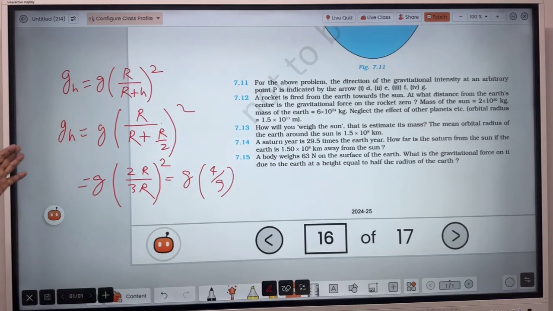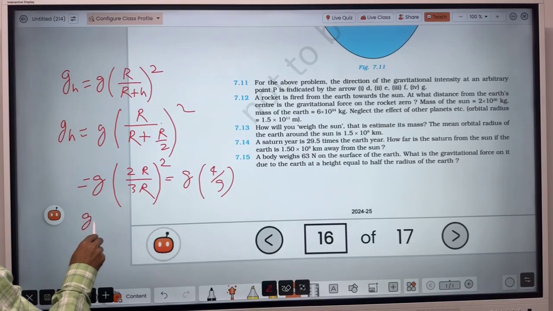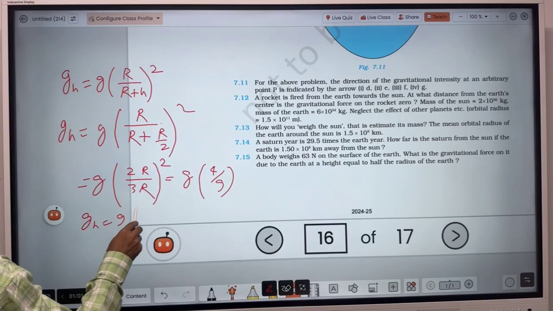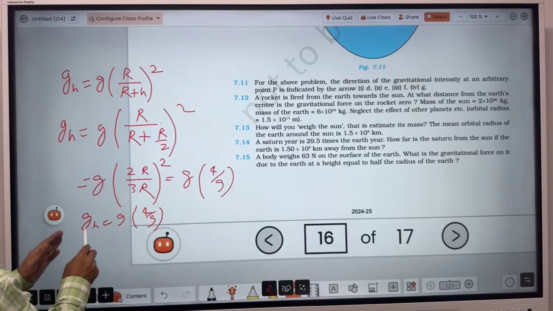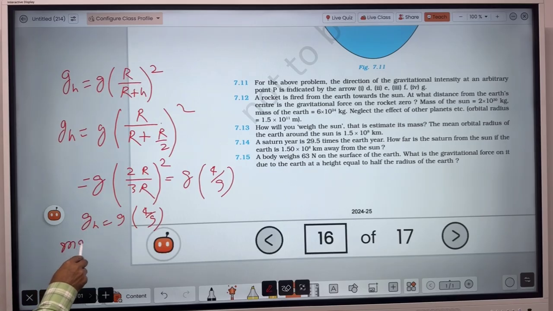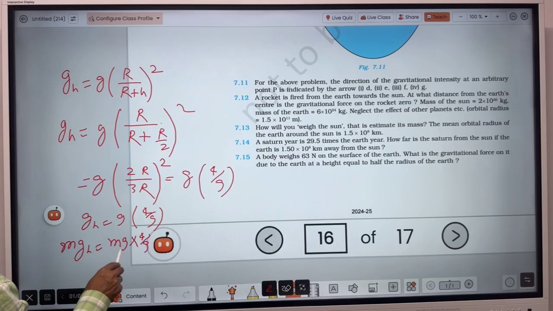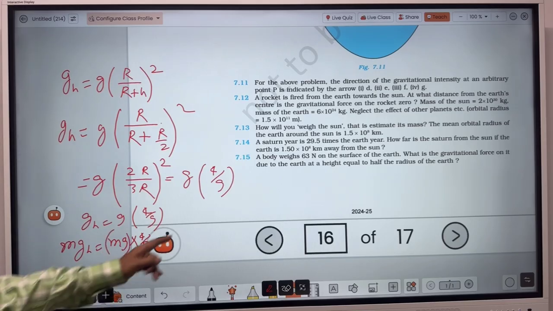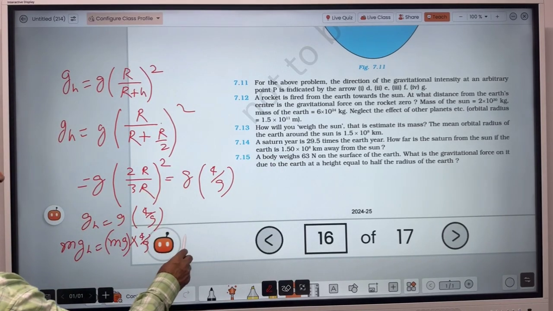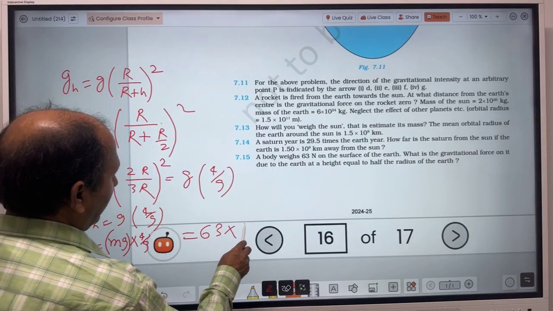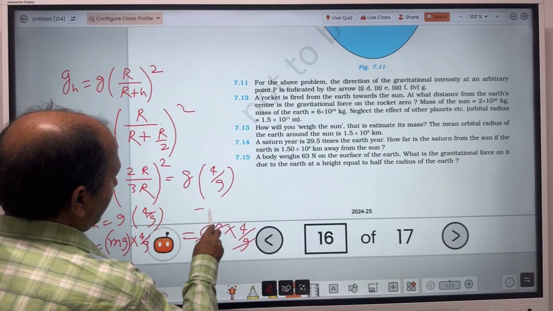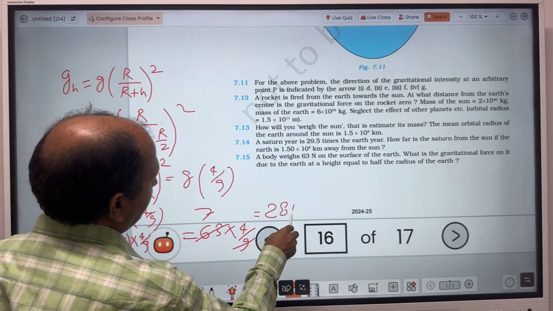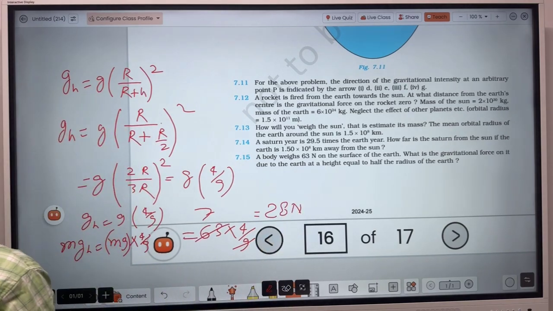Now, if you multiply the relation by m, you have g_h equal to g times 4 upon 9. If you convert into weight, mg_h is equal to mg into 4 by 9. In our question, mg is given as 63. So it will become 63 into 4 by 9. 7 times 4, it will be 28 Newton. So you have solved question number 15.